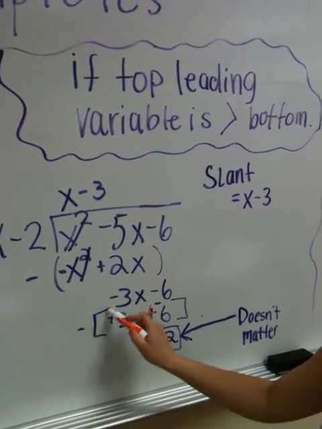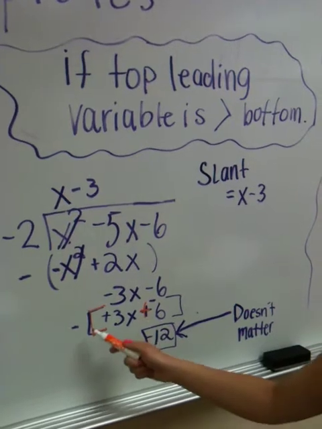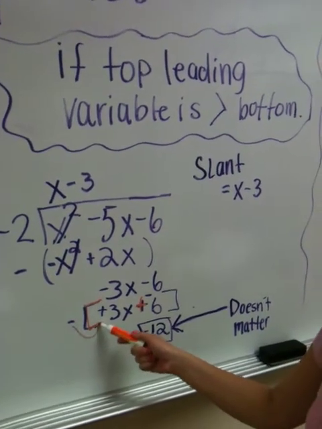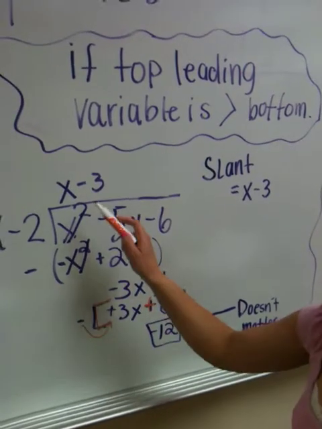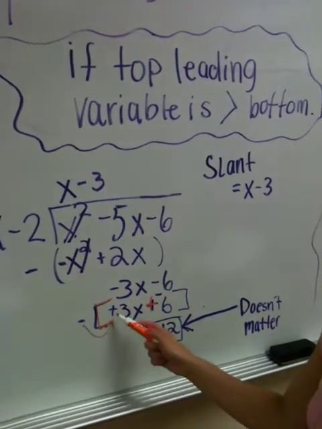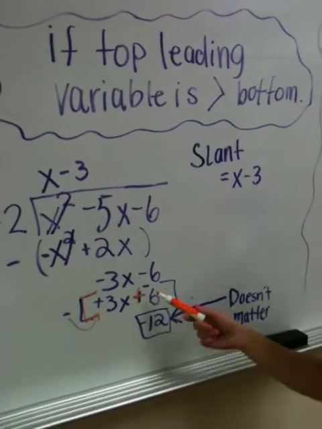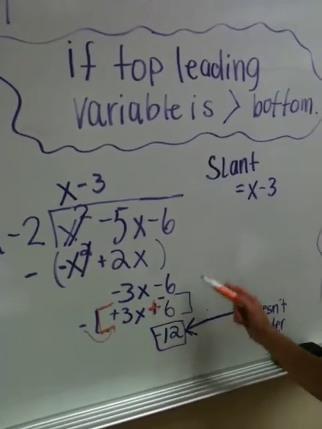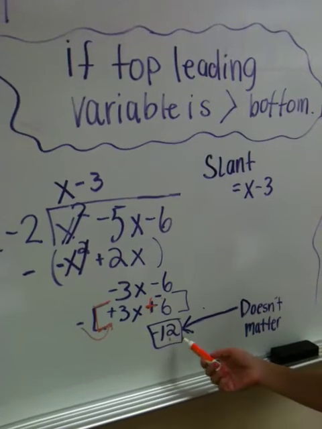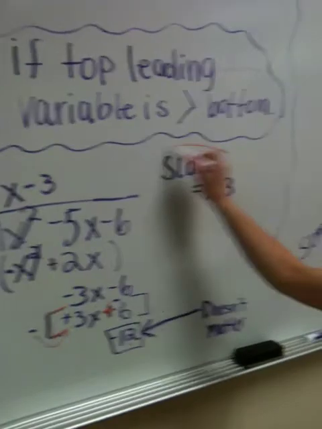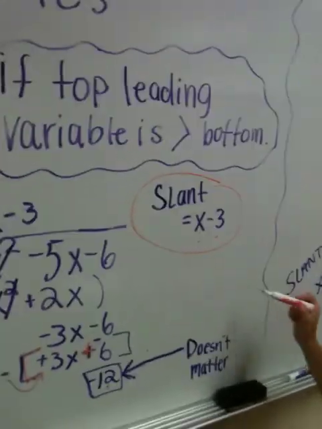Okay, so then we want to do that again by distributing, so it's the opposite. So that was negative, because negative 3 times x equals negative 3x, so then it's positive now. And then this is positive, so it becomes negative now, and that becomes a negative 12. And our remainder doesn't matter, so then we know the slant asymptote is x minus 3.